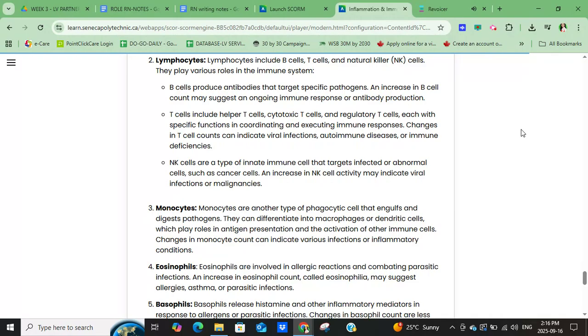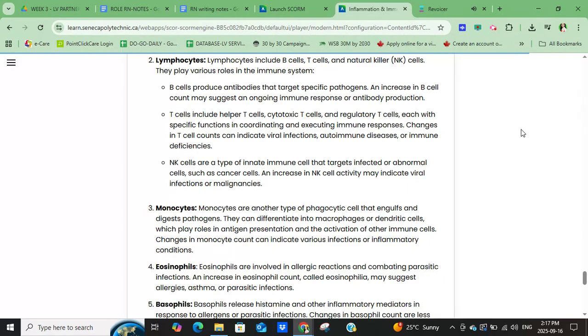Monocytes. Monocytes are another type of phagocytic cell that engulfs and digests pathogens. They can differentiate into macrophages or dendritic cells, which play roles in antigen presentation and the activation of other immune cells. Changes in monocyte count can indicate various infections or inflammatory conditions.